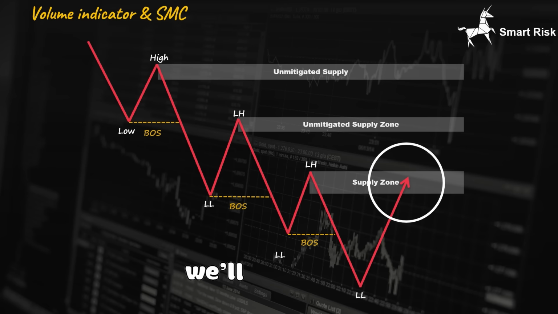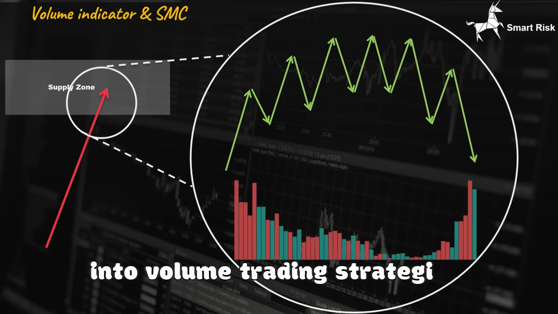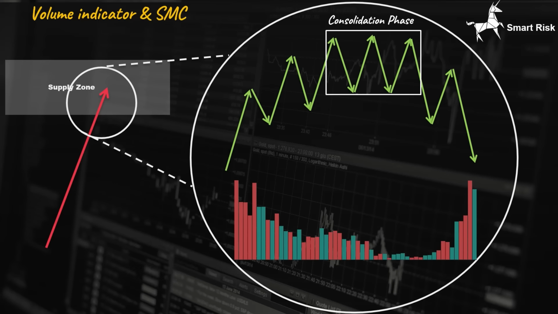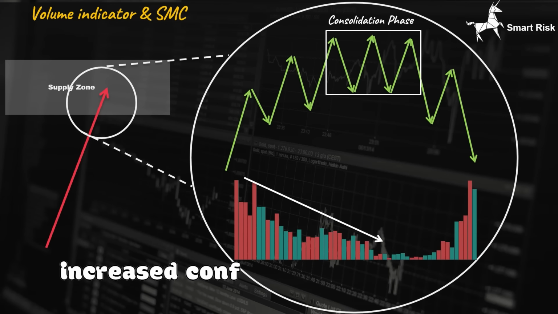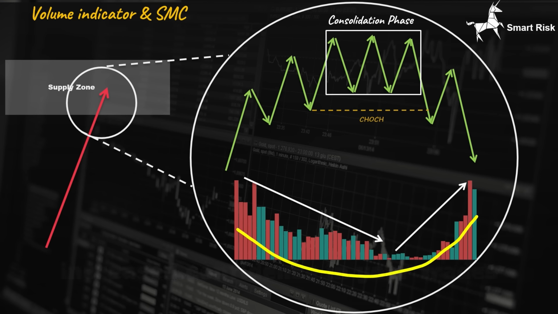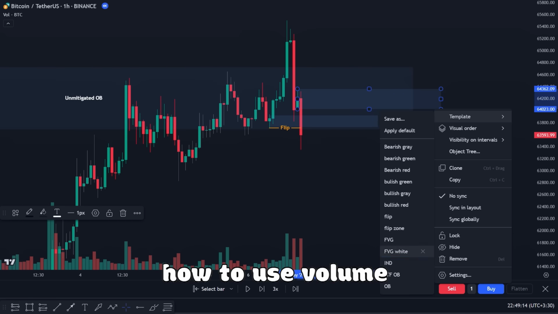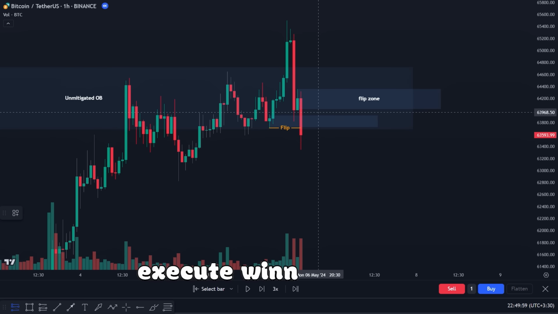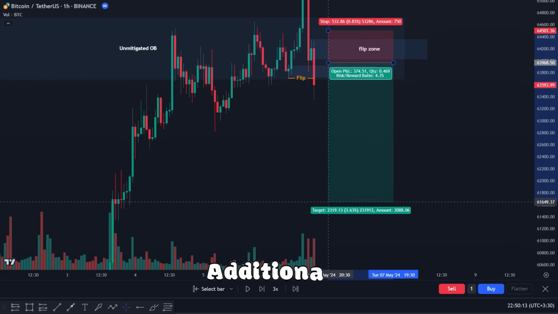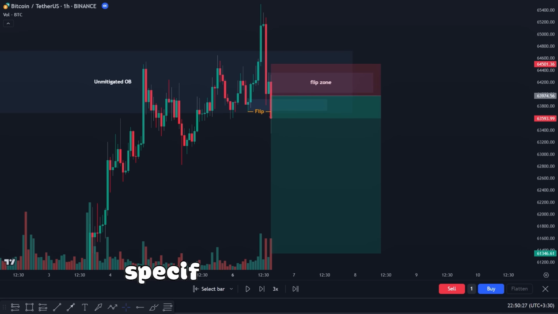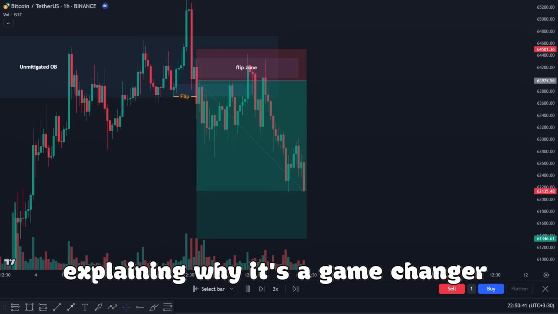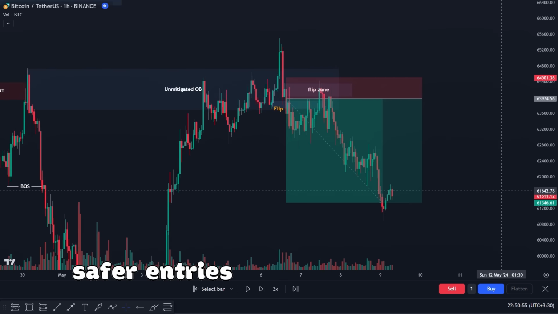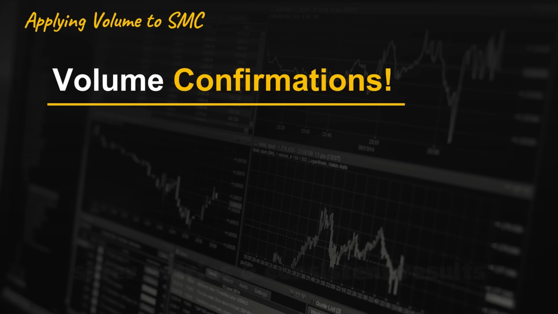Today, we'll dive deep into volume trading strategies, combined with smart money concepts that offer safer entries and increased confidence in your trades. We will exactly show you how to use volume as an extra confirmation alongside smart money concepts to execute winning trades. Additionally, we'll dive into the specifics of this strategy, explaining why it's a game changer for traders seeking safer entries and consistent results.